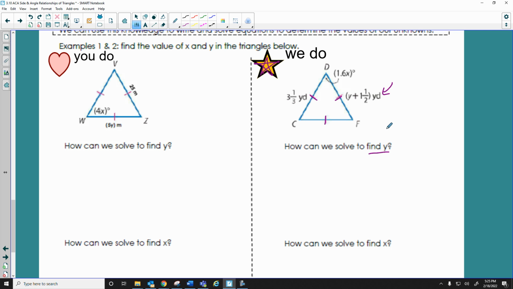Y, is it talking about a side or an angle? It's talking about a side since it's on that side piece. It's on the outside of the triangle. That should be the same as this over here. So I can write that 3 1/3 is equal to y plus 1 1/2 yards. Okay? Spicy, spicy. To get y by itself, we still subtract, but we're subtracting 1/2. It's spicy because it's a fraction. Oopsies.